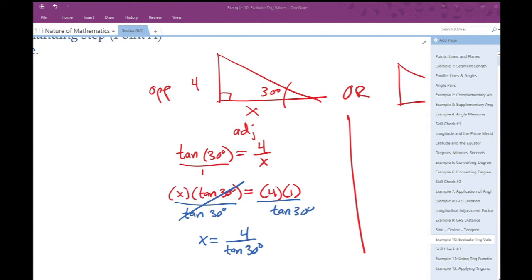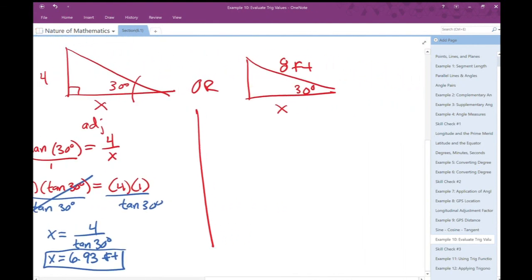I'm going to grab my calculator. When you're doing this, you need to make sure that you have your mode set to degree. Right now it's on radian by default. I've changed it to degree. Now I can type 4 divided by tangent of 30 degrees and hit enter, and we get that x is, what was that answer, 6.928, so we'll say 6.93 feet. And then we'll compare it to the answer from this side.